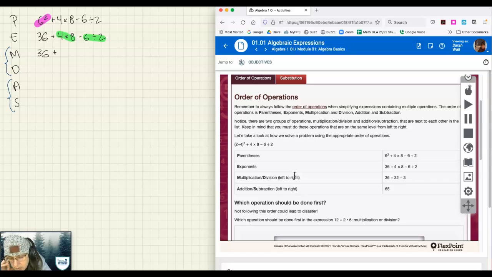And then I'm going to add 4 times 8 is 16. 16 plus 16 is 32. Oh, I totally could have just looked at the screen. And then I'm going to subtract 6 divided by 2, which is 3. I don't know if you've ever noticed this, but I do that all the time. I tell you the answer before I do the math.